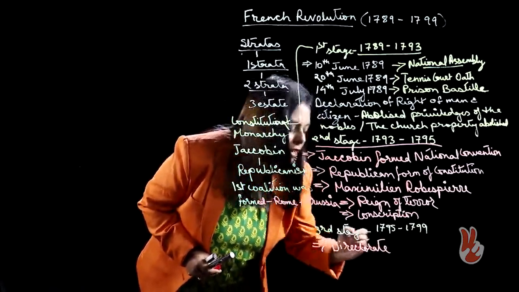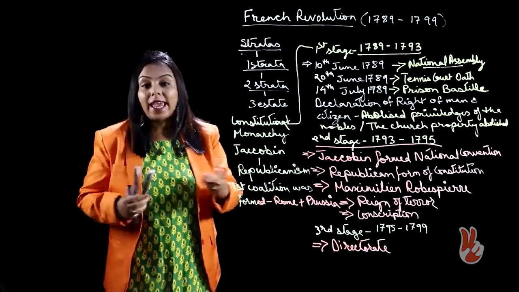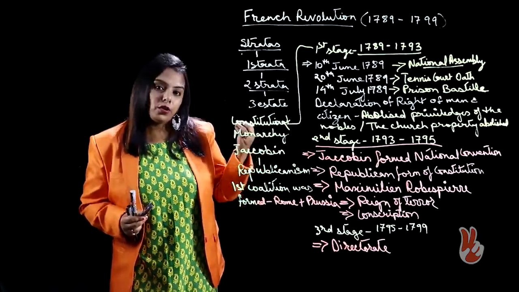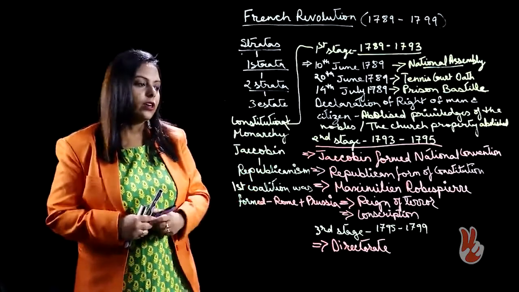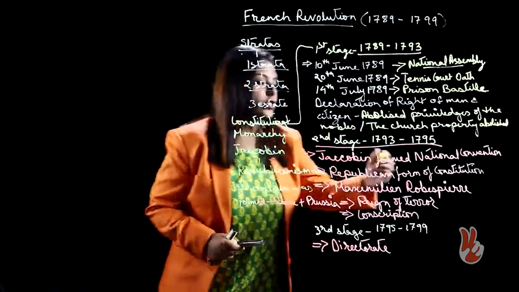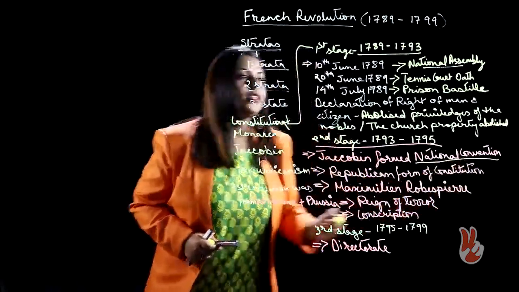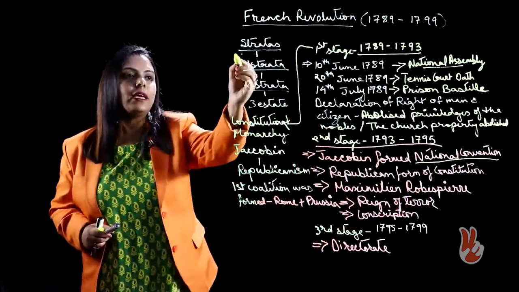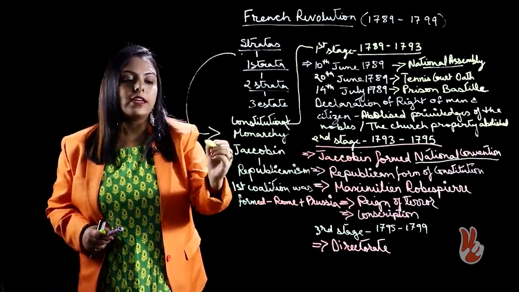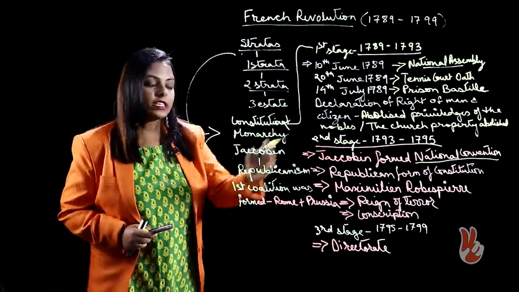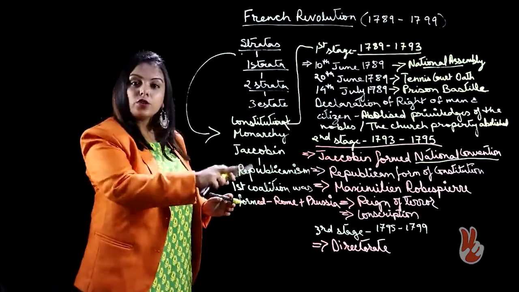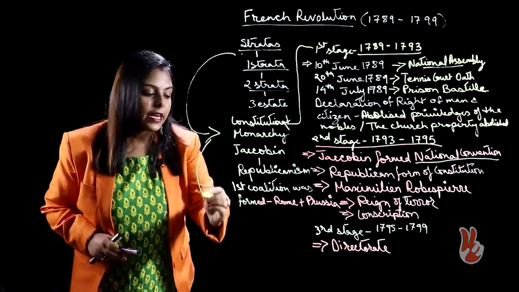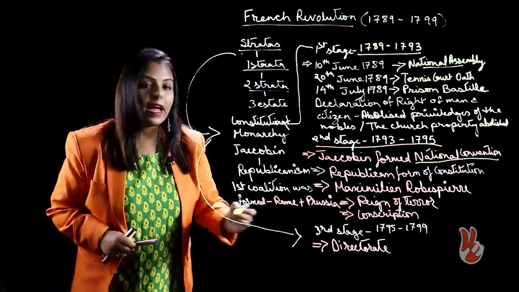Now, this Directorate tried to change whatever new clauses were introduced in the constitution, which was formed by the National Convention. So, what do you see? First, the National Assembly. The constitution of the National Assembly was changed by the National Convention. Now, with the death of Robespierre, the constitution of the National Convention is being changed by the Directorate.